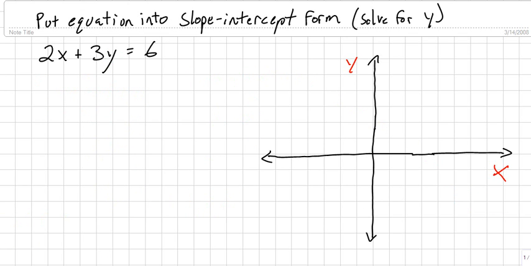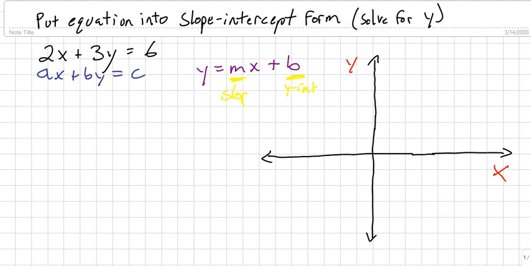All right, here we're asked to put an equation into slope-intercept form, which is basically solving for y. Right now, this equation is in what's called standard form, which is ax plus by equals c. To put it into slope-intercept form, we're looking to put it into the form y equals mx plus b, where m represents the slope and b represents the y-intercept.